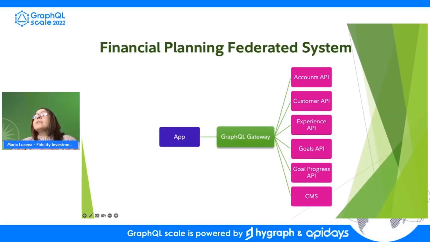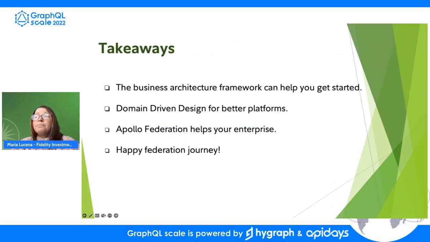With that, this is the financial planning federated system, moved to Apollo Federation. This is a flatter architecture. You can clearly see where things are. There are fewer network hops for a customer as they're resolving their data. And for us, it better represents the capabilities of the business.